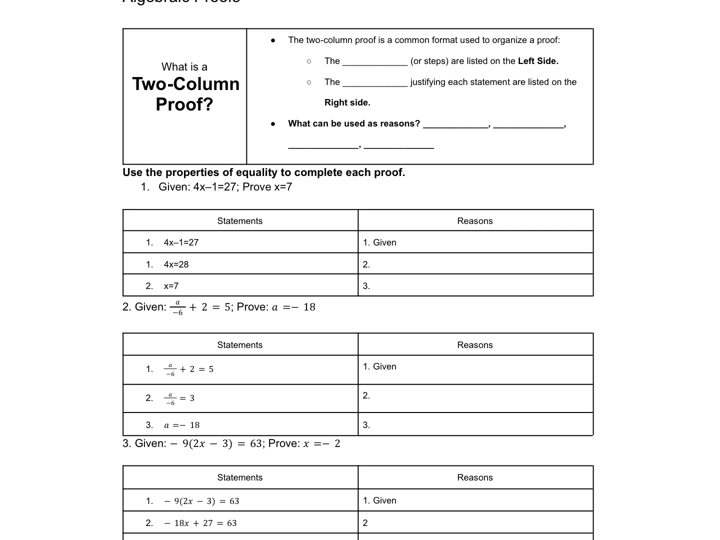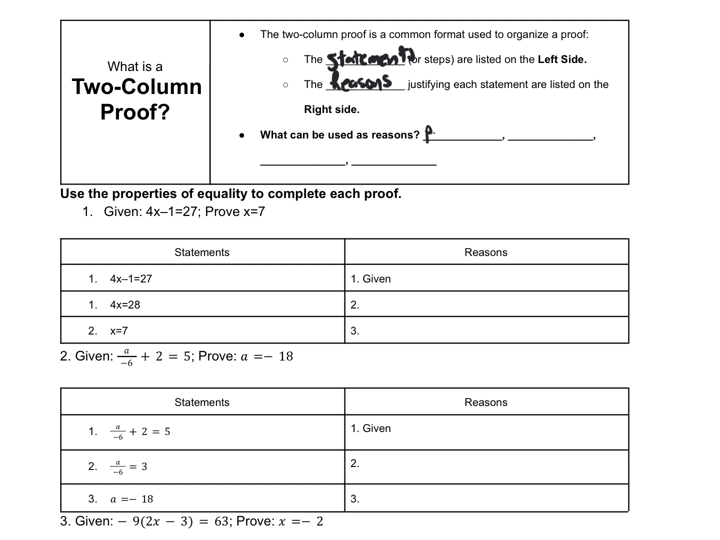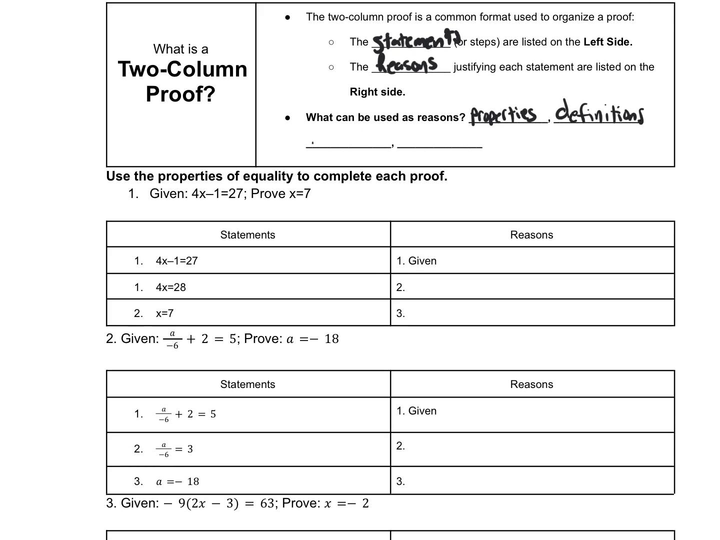So the first thing we're going to do is the statements. The statements, or the steps, are listed on the left side, and the reasons justifying each statement are listed on the right side. So what can be used as reasons? Well, there's those properties that we have listed. Also, you can use definitions, which we will definitely be doing starting next class period. You can use postulates, which again we will be using soon, and you can use theorems.